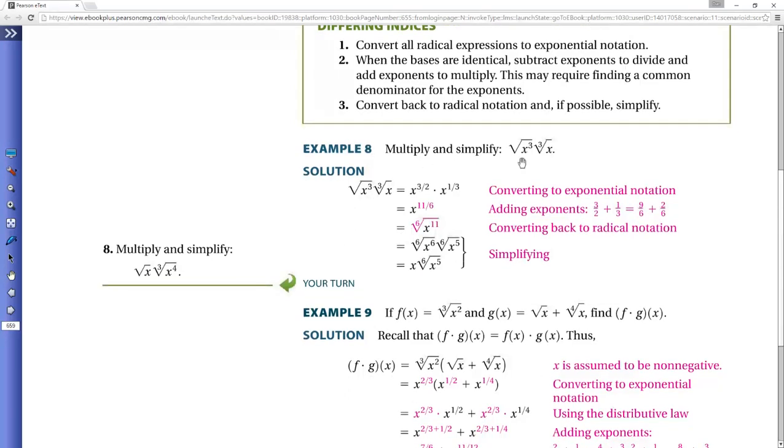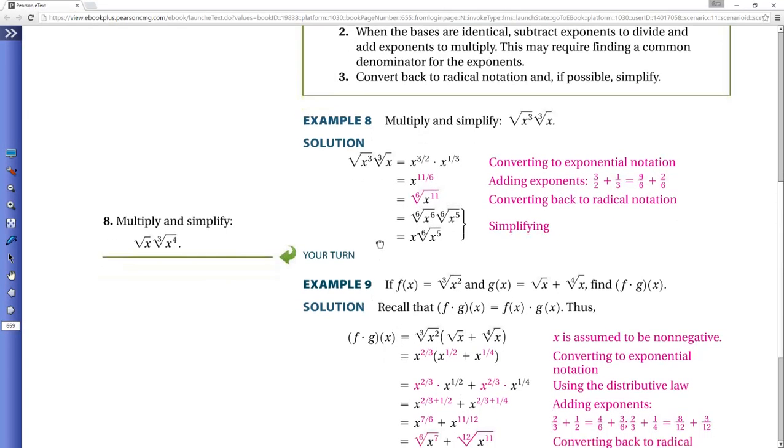Well, let's look at this one here. We want to multiply the square root of x cubed times the cube root of x. Well, that's the same as x to the 3/2 power, which is, this index is 2, right? So I get 3 over 2, 1/2 times 3, which is 3/2. And here I have the cube root of x to the 1 power, which is 1/3 times 1 is 1/3. I'm multiplying, these bases are the same, so I can add the exponents. I get 3/2 plus 1/3 is 11/6.